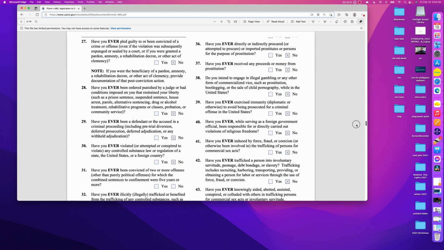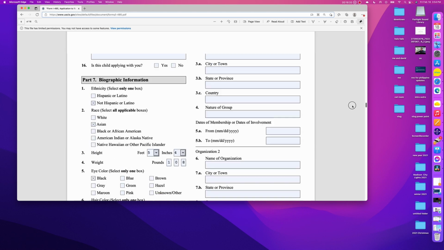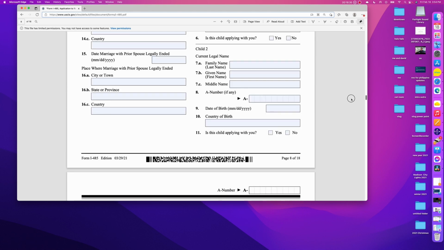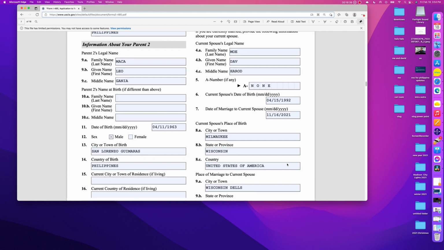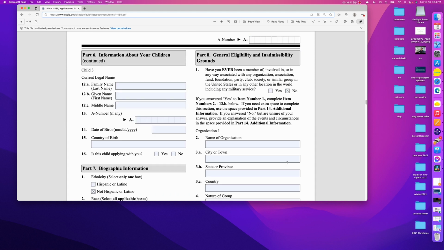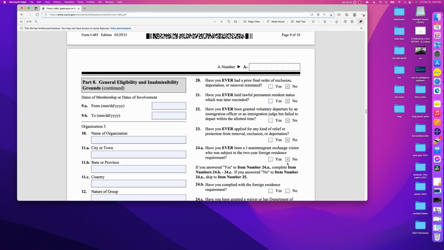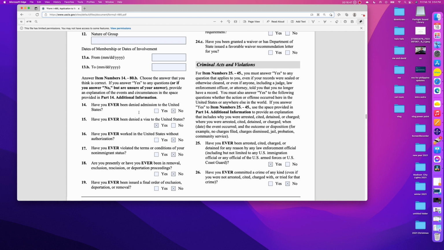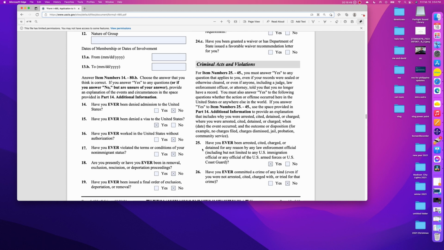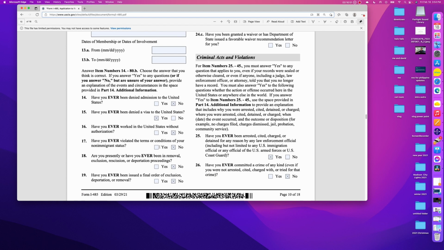Okay, so we are here in page 9. Let's go back to page 9. Okay, page 10. So page 10 here. If you answer yes in the different questions, we have to explain that later in part 14, okay?